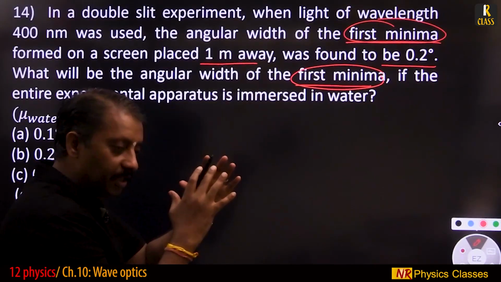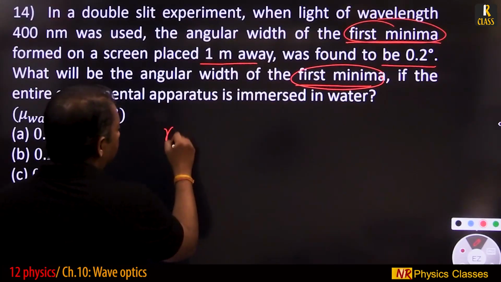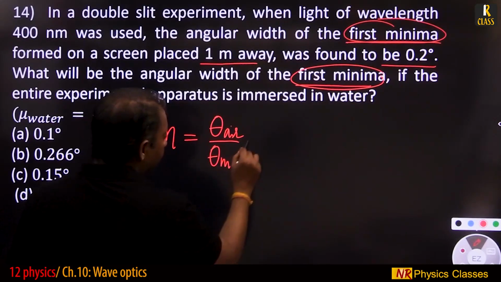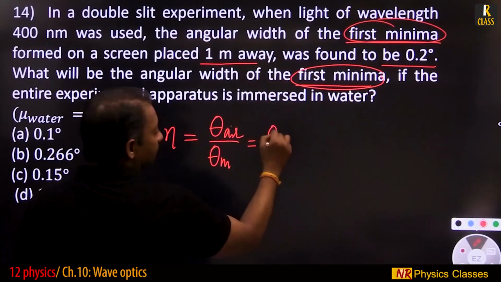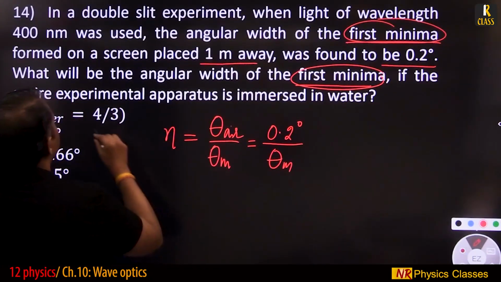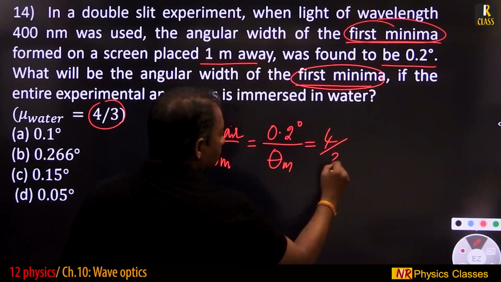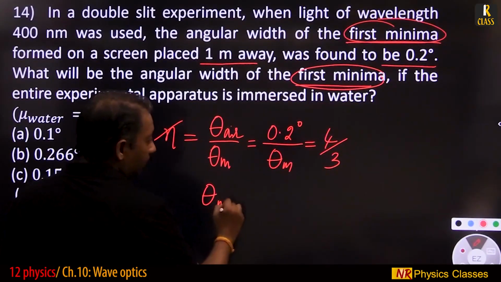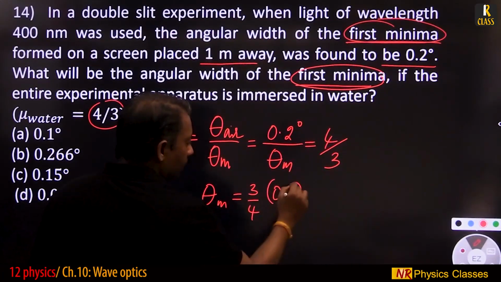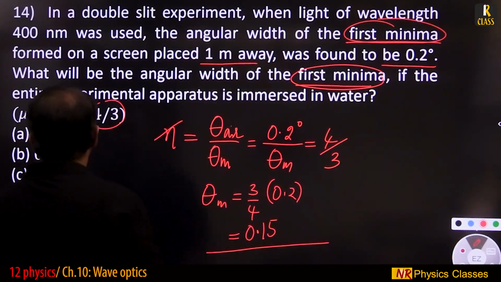First experiment is done in air, after that in medium. In that case, refractive index is theta in air by theta in medium. Theta in air is 0.2 degree, theta medium wanted, refractive index is 4 by 3. Theta medium equal to 3/4 of 0.2. 3/4 of 0.2 is 0.15.